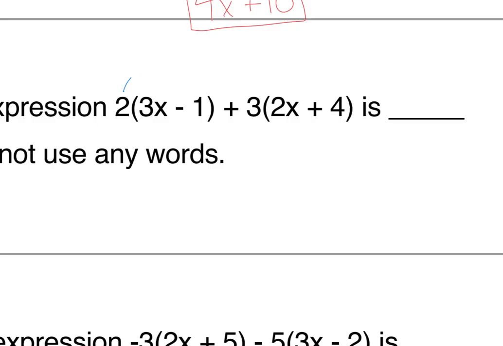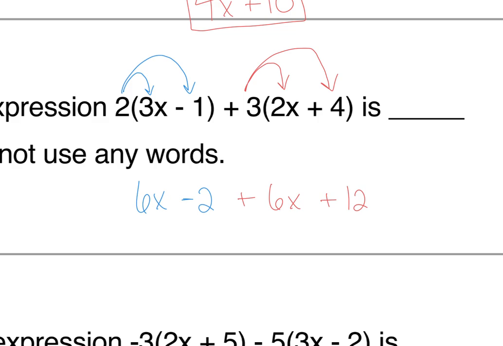Next, 2 times 3x is 6x. 2 times negative 1 is negative 2. Positive 3 times 2x is positive 6x. Positive 3 times 4 is positive 12. 6x plus 6x is 12x. Negative 2 plus 12 is 10.